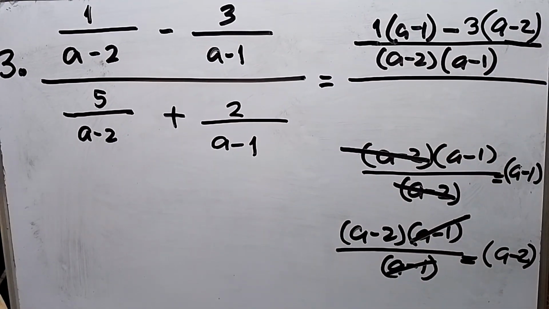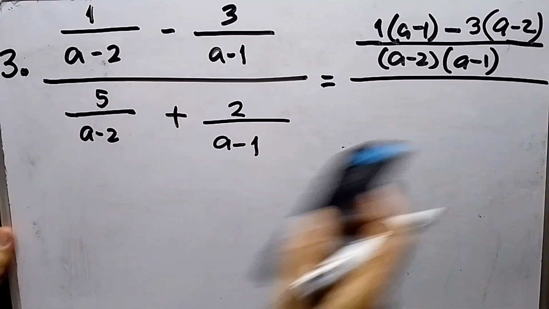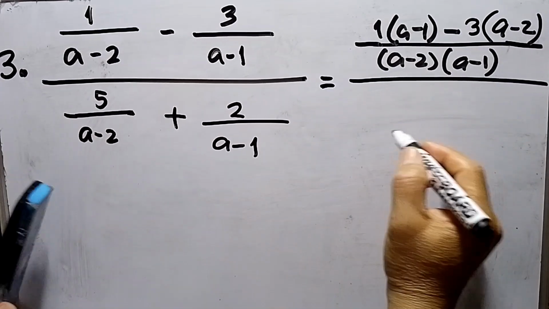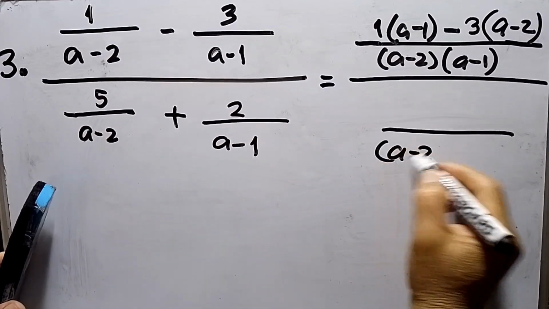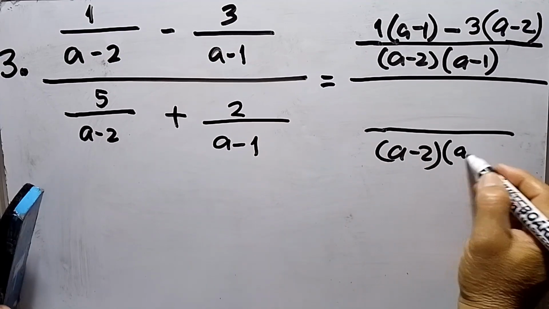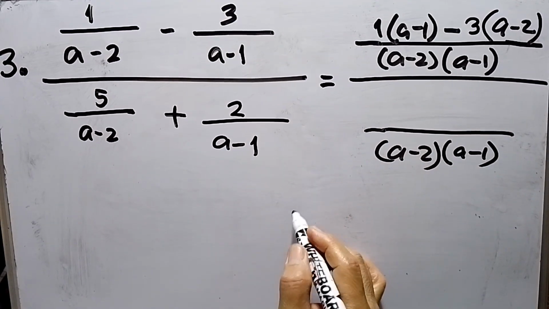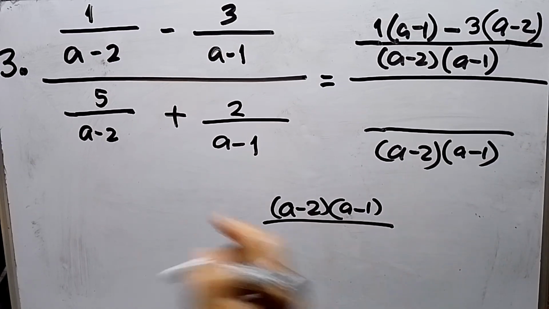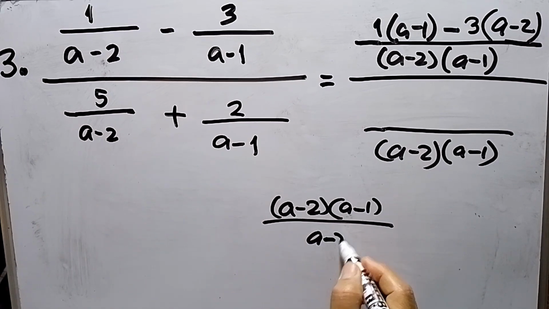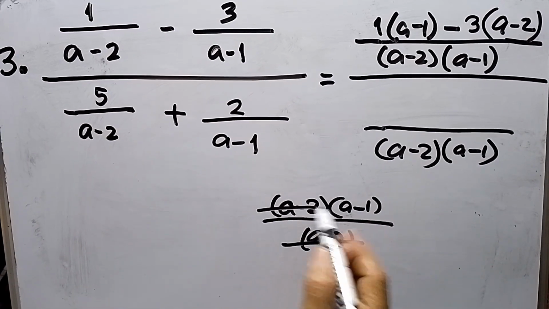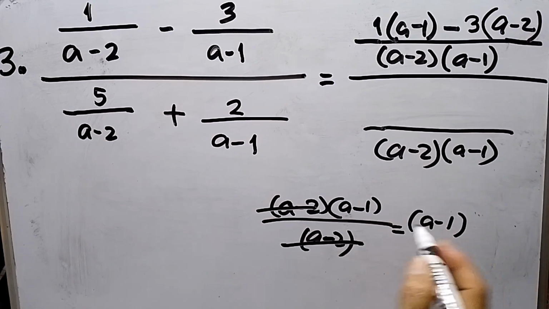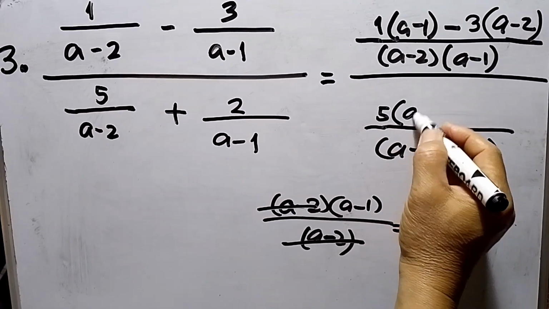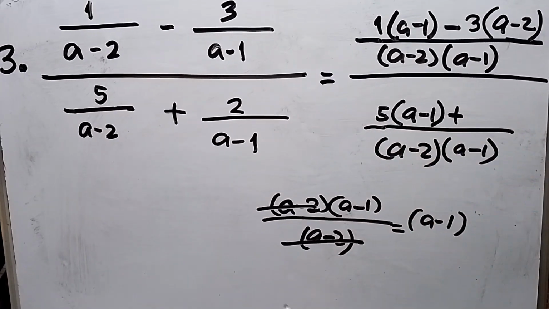Same with the denominator, so I need to find the LCD. The LCD will be a minus 2 and a minus 1. So LCD a minus 2 a minus 1 divided by the first denominator, which is a minus 2. So this will be crossed out. So I have a minus 1. Since there is 5, I need to write first 5 times a minus 1. Then plus the same a minus 2.